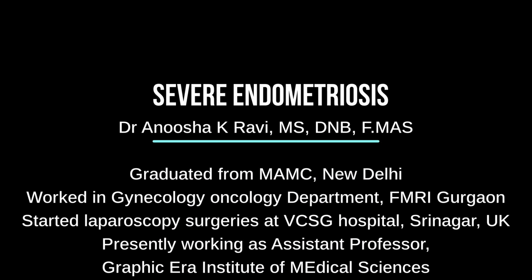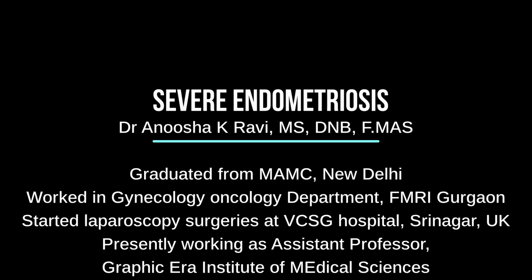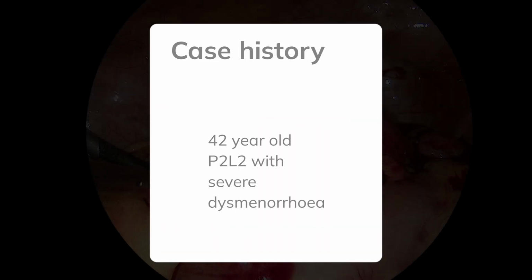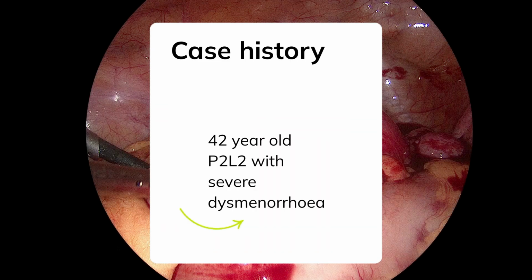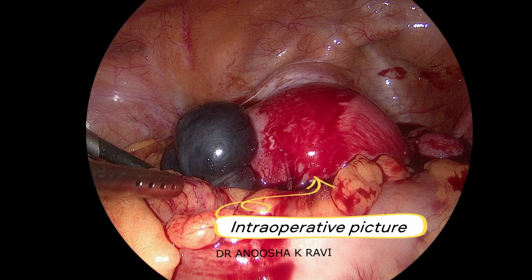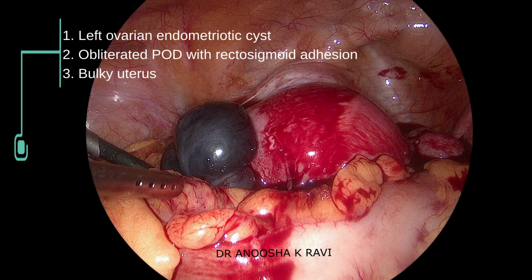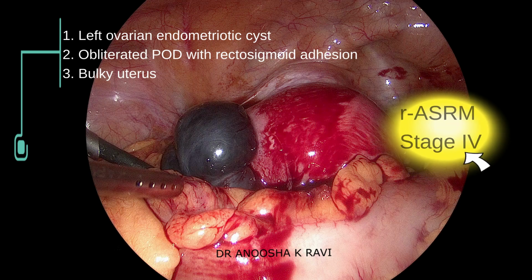Hello everyone. This is a case of adenomyosis and endometriosis. Patient is a 42-year-old para-2 living 2 with history of severe dysmenorrhea. In the intraoperative picture at the first look, we noted the left ovarian endometriotic cyst, completely obliterated pouch of Douglas with rectosigmoid adhesions, and a bulky congested uterus.